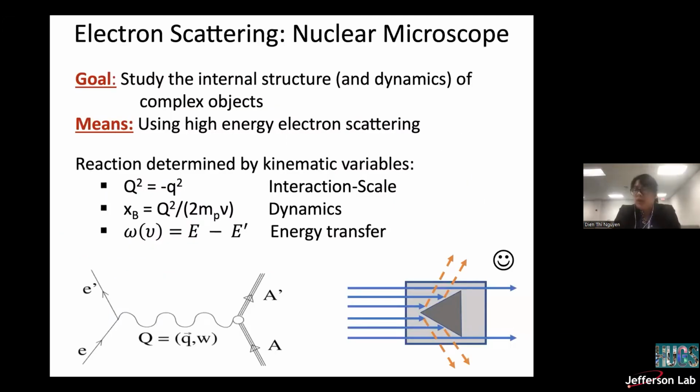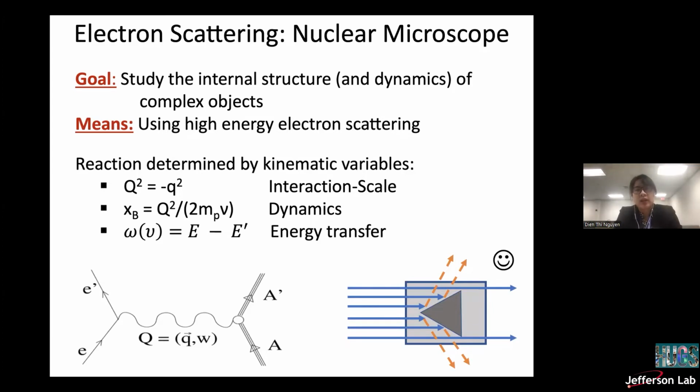So now we talk a little bit more about electron scattering as a microscope measurement. When you have an object, you have a microscope to zoom in in order to see the structure inside, right? So you will have something very much like a controlling system. You will have different knobs so that you will be able to control what you are seeing inside the object you want to study. So it's similar here.